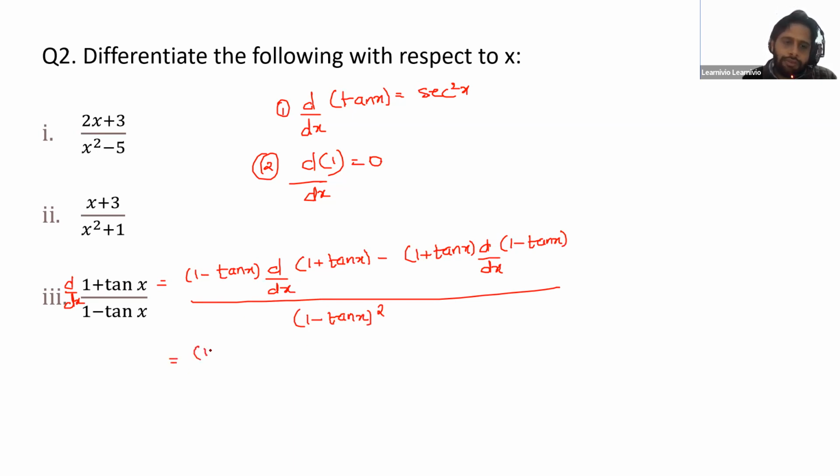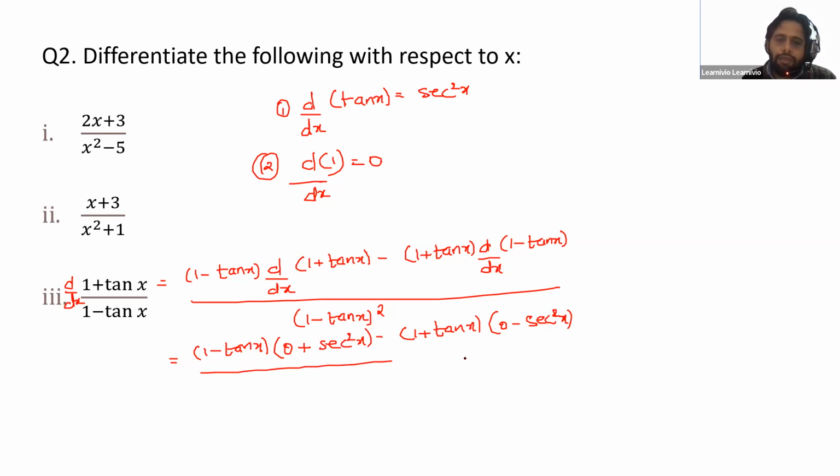Now this is 1 minus tan x. Okay, we will differentiate this. So Yusra, there are two functions, 1 and tan x. So the derivative of 1 is 0 and the derivative of tan x is sec square x. Minus this 1 plus tan x, and the derivative of this is 0 minus sec square x, by 1 minus tan x whole square. Okay. We will open the bracket because we are not sure whether these can be solved further or not. Maybe some terms can be cancelled out, but we are not sure. So we will open this bracket.